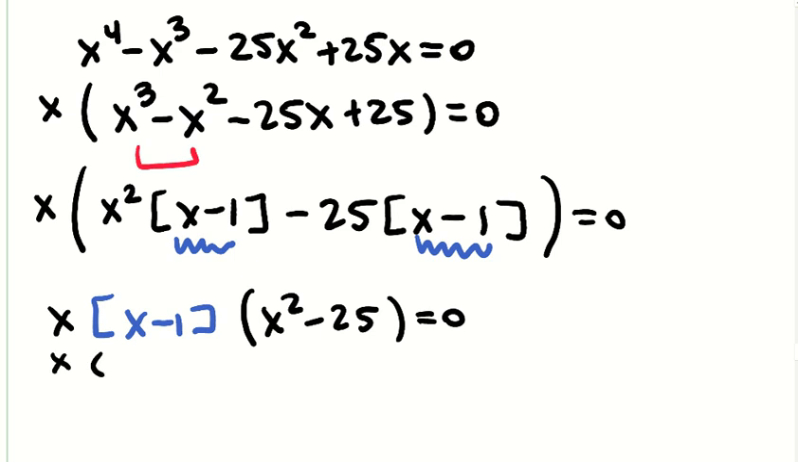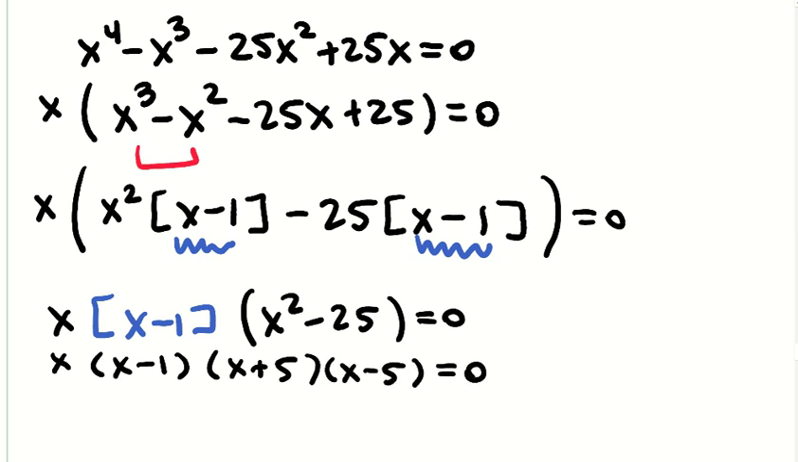And x squared minus 25 is x plus 5, x minus 5. And so if these 4 things multiply together to equal 0, one of them is going to have to equal 0. So x could be equal to 0. x could equal 1. If x plus 5 was equal to 0, x would be negative 5. And if x minus 5 was 0, x would be positive 5.